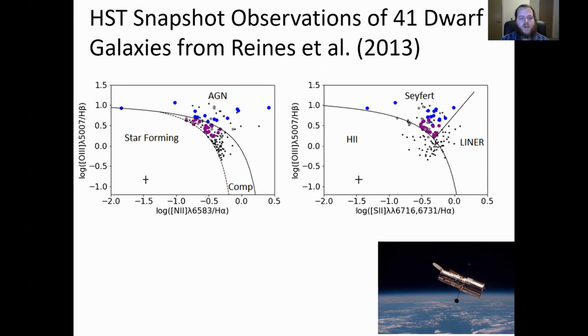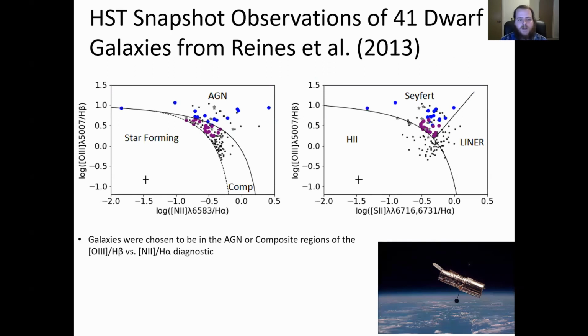They were selected to be in the AGN or composite regions of the O3 over H beta versus N2 over H alpha diagnostic on the left. They were also chosen to be in the Seyfert region of the O3 over H beta versus S2 over H alpha diagnostic on the right. So these are the best candidates we have from the Rines et al. sample to be dwarf galaxies which host AGNs.